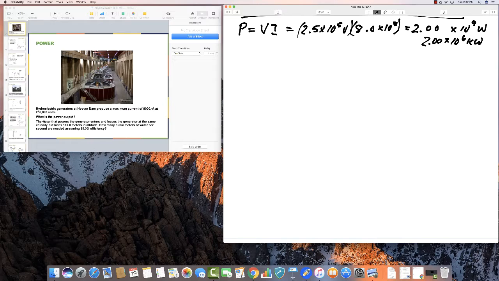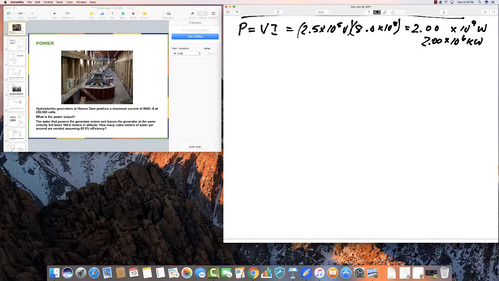Now, where it gets interesting is this part of the problem. Water powers the generator, enters and leaves the generator at the same velocity, but loses 160 meters of altitude. So all of the energy that produces this amount of power, all of this energy comes in the form of potential energy. So how many cubic meters of water per second are needed with 85% efficiency?